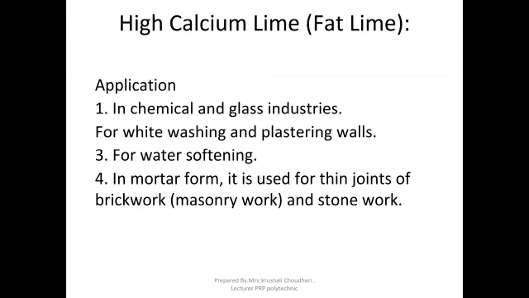For the glass making industry, we are using lime. For whitewashing and plastering of walls, at household level, for making plaster on your walls to look beautiful, or before paint is applied, we do plastering work. Whitewashing is also done, and that is from the fat lime. It is used for water softening, to remove the hardness of water, and to form a mortar which is used to join thin joints of brickwork or masonry and stonework.